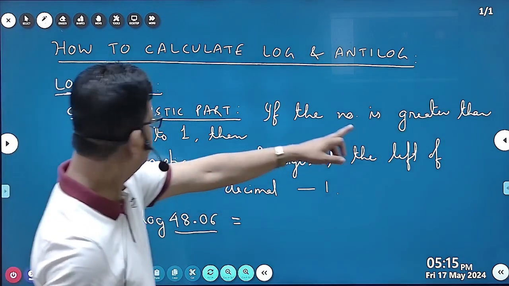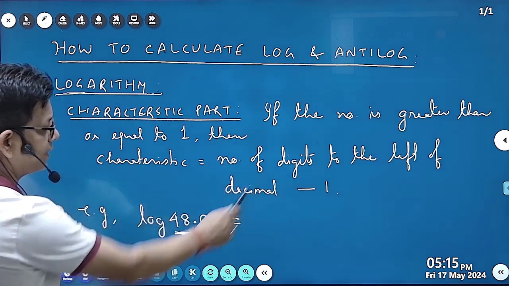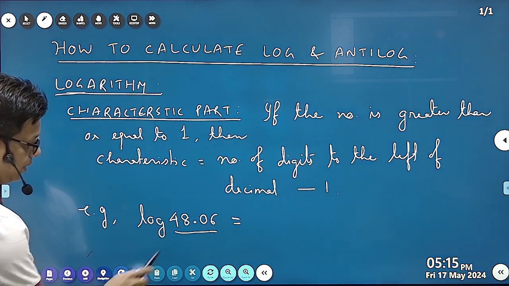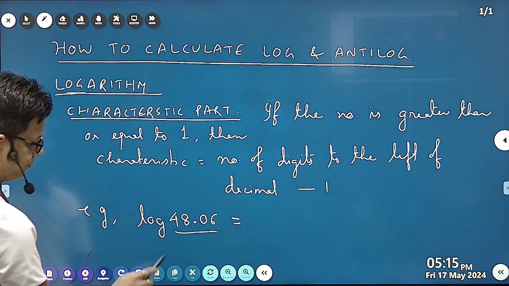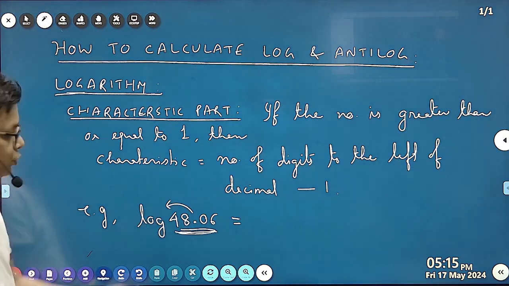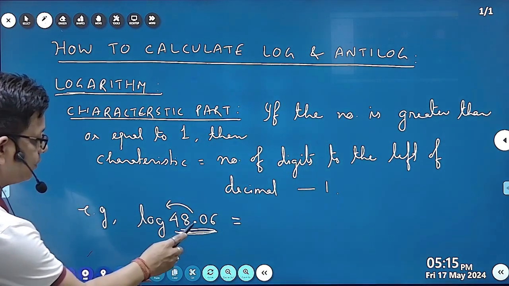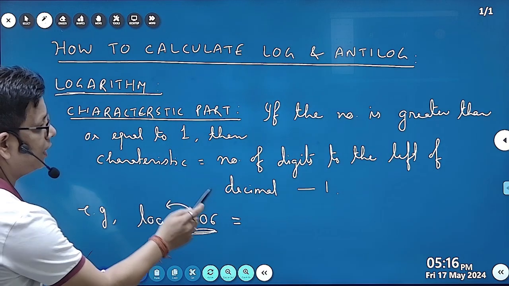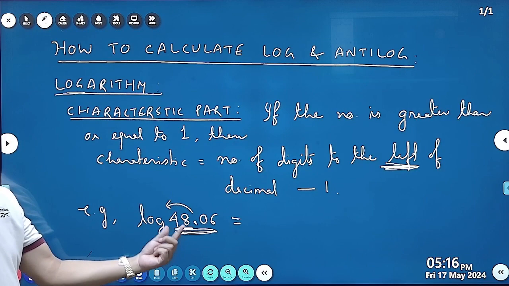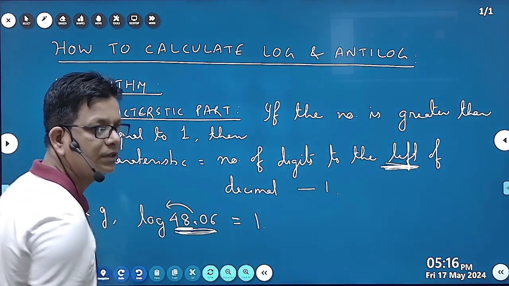Now, if the number is greater than or equal to 1, and our number 48.06 is greater than 1, then the characteristic equals the number of digits to the left of the decimal, minus 1. You see here, this is the number. To the left of the decimal, how many digits are there? Just count: 2 digits. This is very important. Then subtract 1. So what is the answer? 1 point. Is it okay?